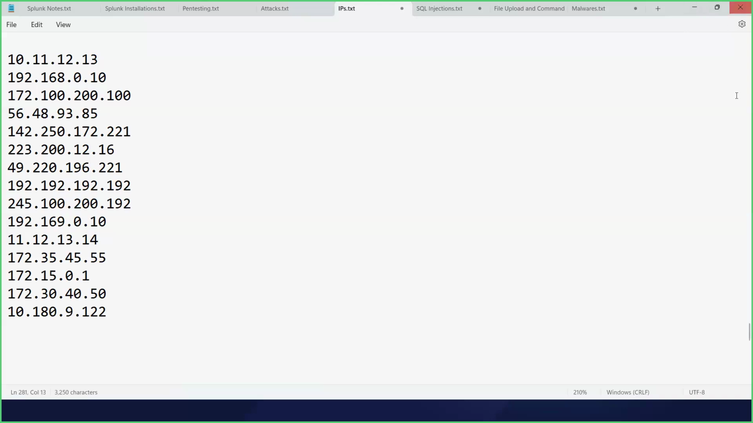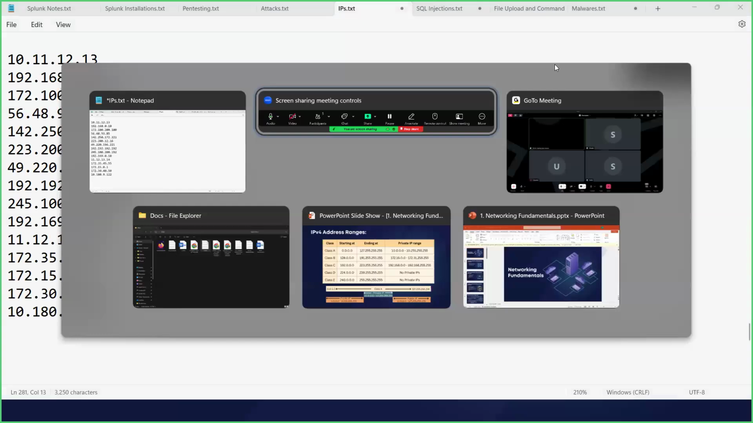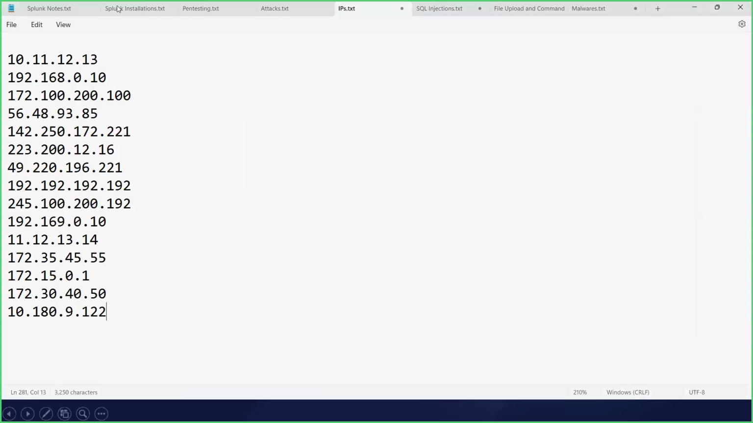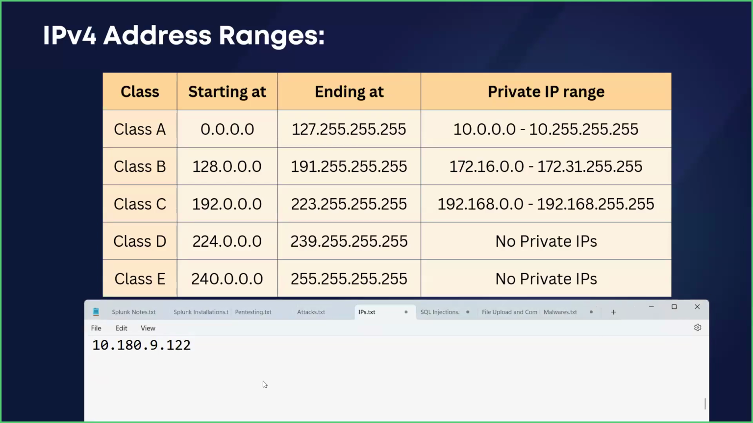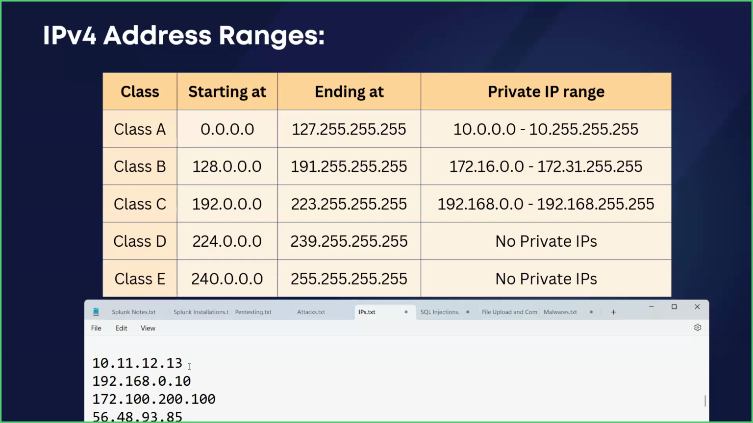Okay. So I've written down some random IPs over here, guys. What I want you to do is look at this table over here, and from this table, give me the answers for each of these IPs. Let me know whether these IPs are public IPs or private IPs and which class they belong to as well. Okay. So let me give you the answer for the first two.